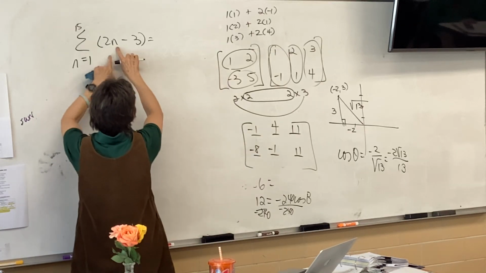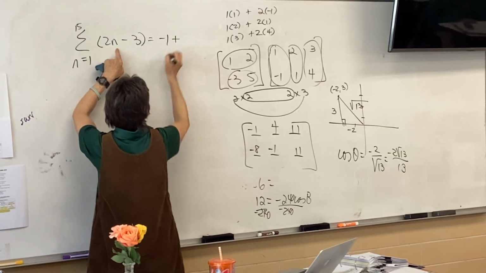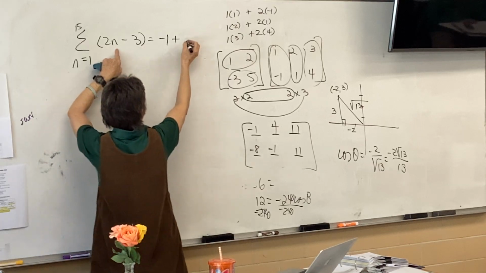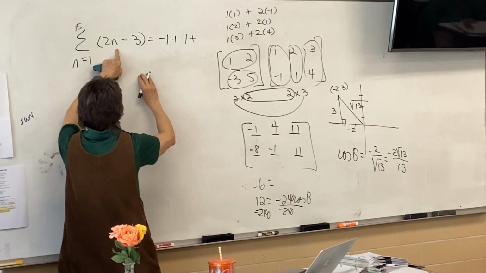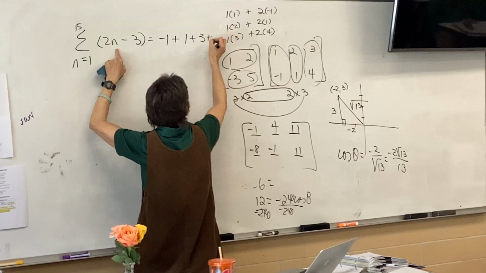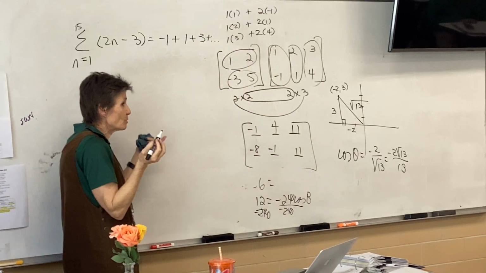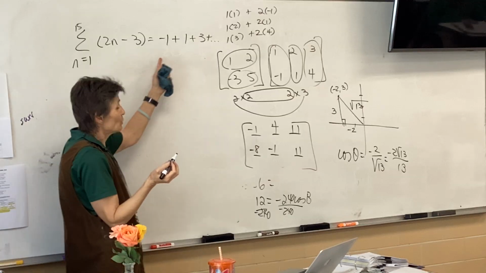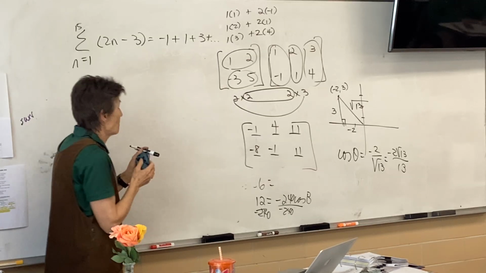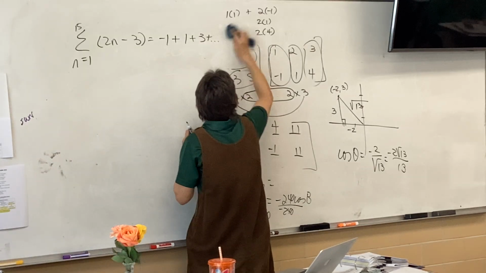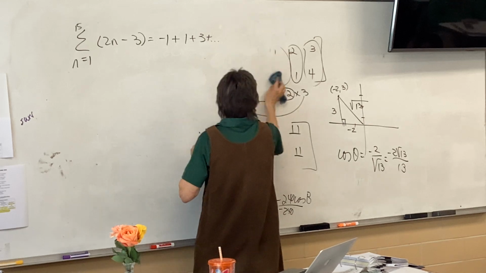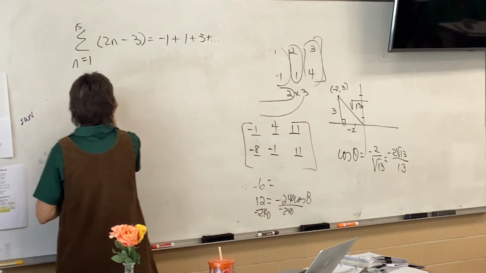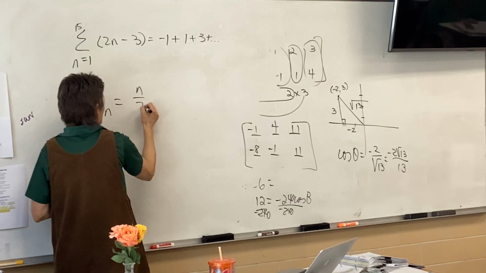Plug in 1. If I put in 1, I get negative 1. If I put in 2, I get 1. 3 gives me 3. You can do as many as you want till you figure out what's going on. Would you say arithmetic? Yeah. So now, I know which formula I need. 15 over 2. So this one.